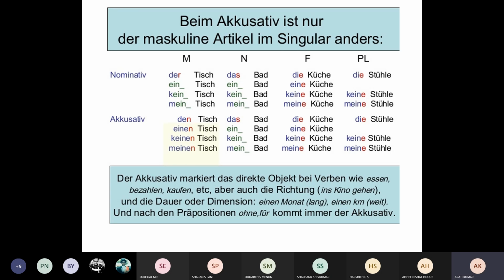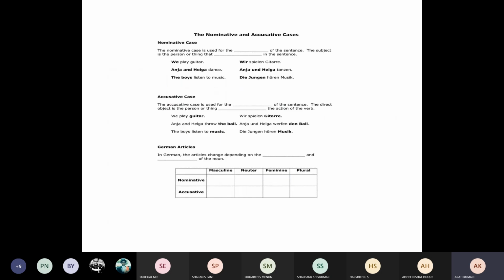So what we are going to do now, next slide, is try to identify the case in the sentence, whether it is nominative or accusative. This is not really important; it's for you to fill in if you feel like doing it. It just tells how you define a nominative case. It is used for the subject, as we discussed. A subject is somebody who does the action. Accusative case is used for the direct object, and a direct object is something that receives the action. So it's basically that.